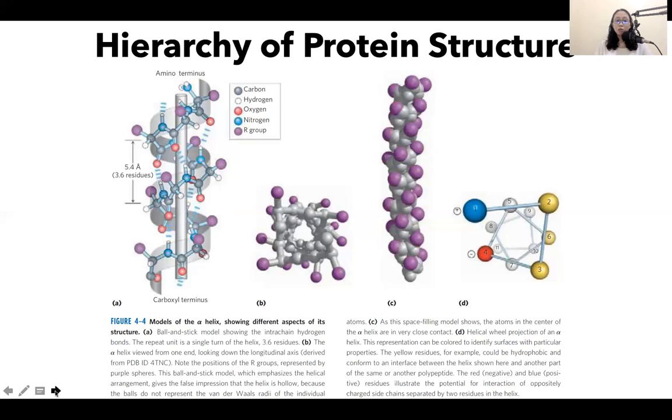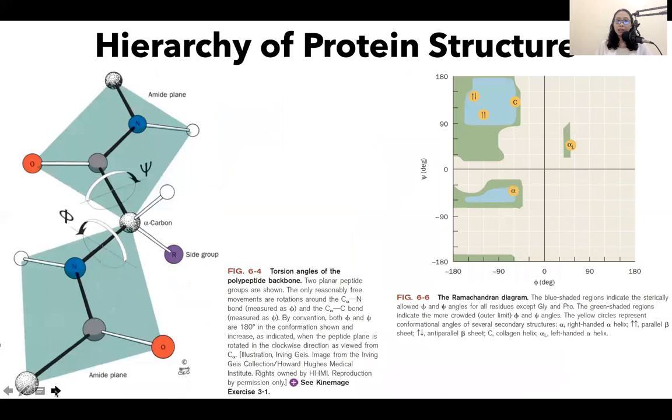Now let's go to another secondary structure. We will go to the beta sheets. So here we see that in your Ramachandran plot, your beta sheets are due to positive phi and psi angles. So they are located here.